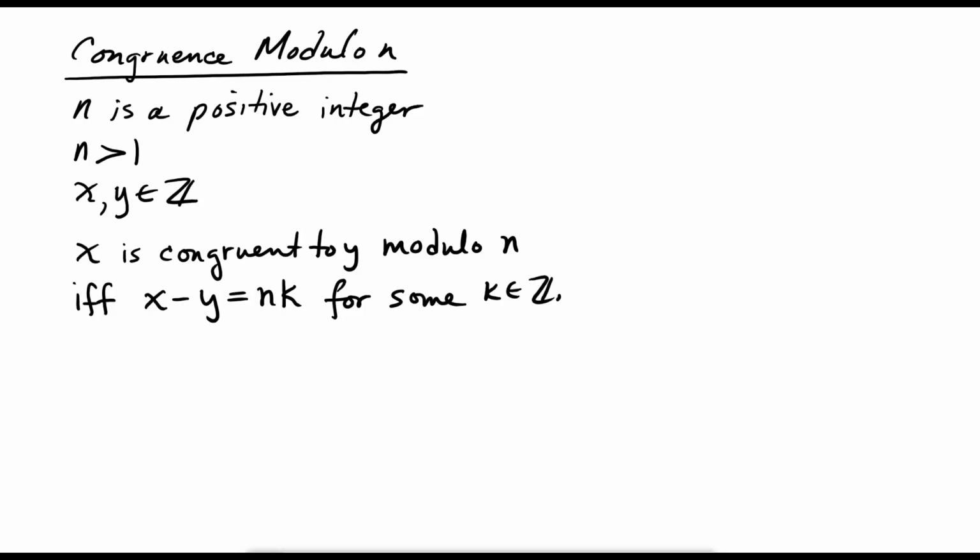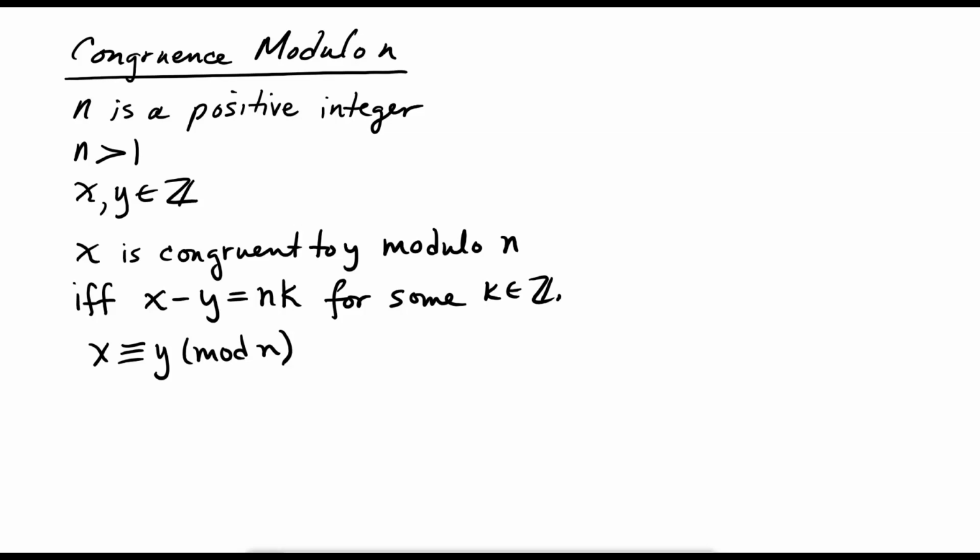Okay, so we write that as this: x is congruent to y modulo n. So x is congruent to y modulo n if and only if x minus y is equal to a multiple of n.